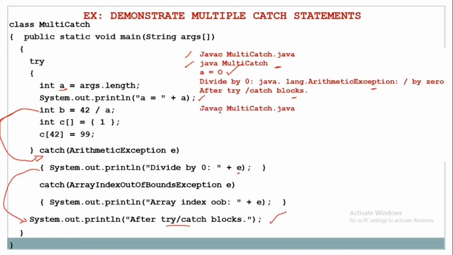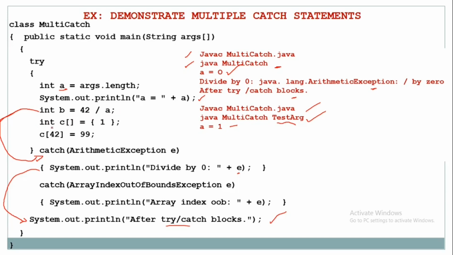Now let me execute the same code once again. I compile with javac multicatch.java, and then interpret it with java multicatch. As you can see here, now I have passed an argument, that is, test argument. I have passed one argument, so the value of a will be 1, because args.length is 1. The next statement works fine: b is equal to 42 divided by 1, no issues.